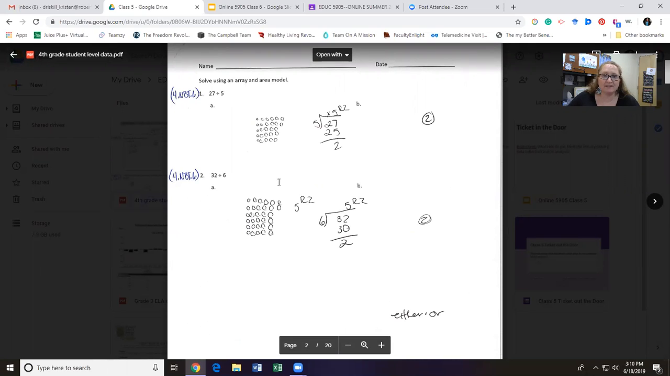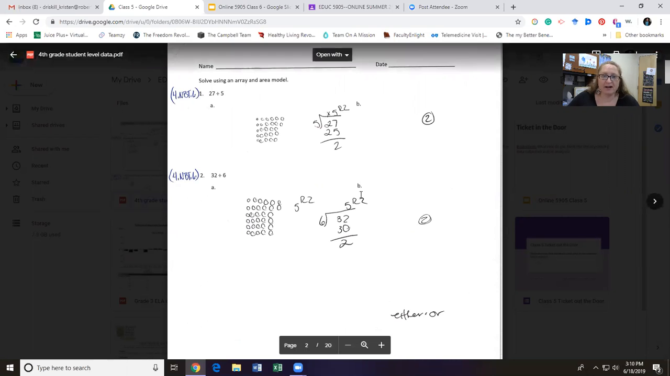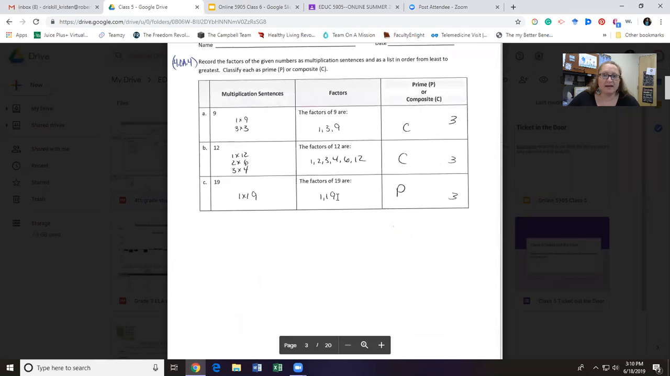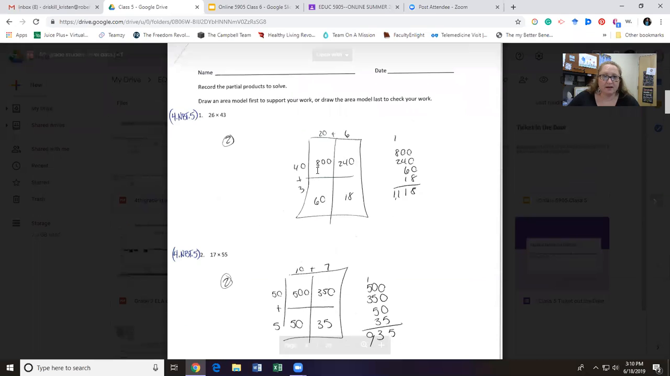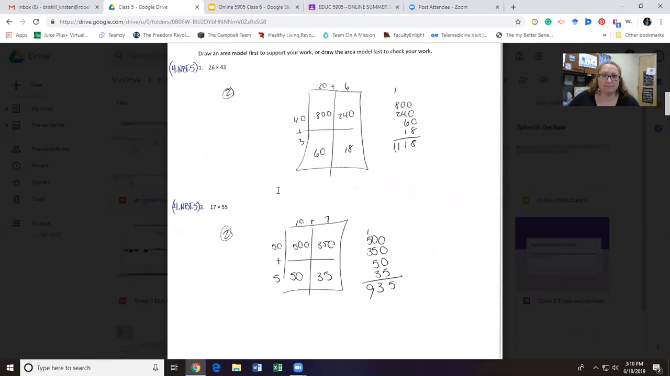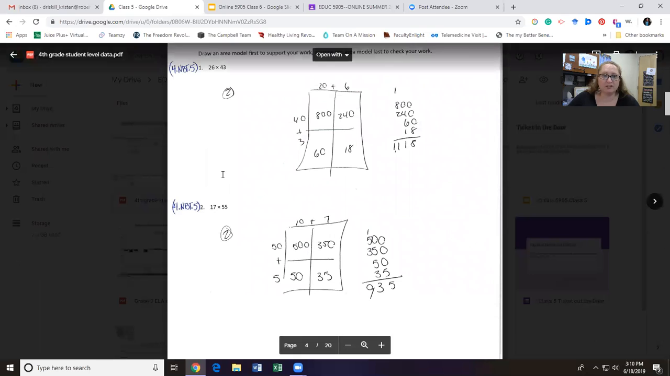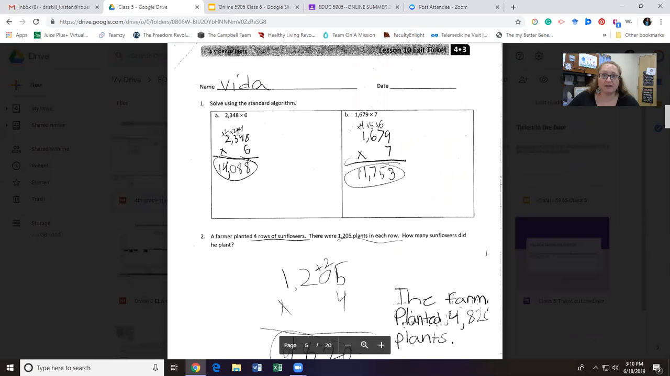So in this case, they only used an array, and that's what the teacher told them to do. But they had to use an array and then the standard algorithm. And they had to know prime and composite, what numbers they are, and factors. And then here is where they're using the area model to do multi-digit, 2 by 2 digit multiplication. Okay, so let's just look at Vita's work here.